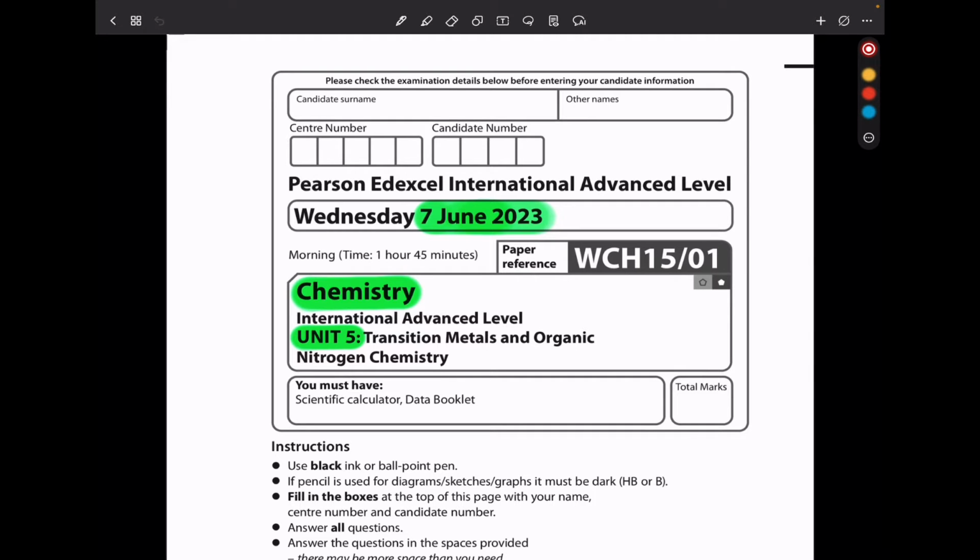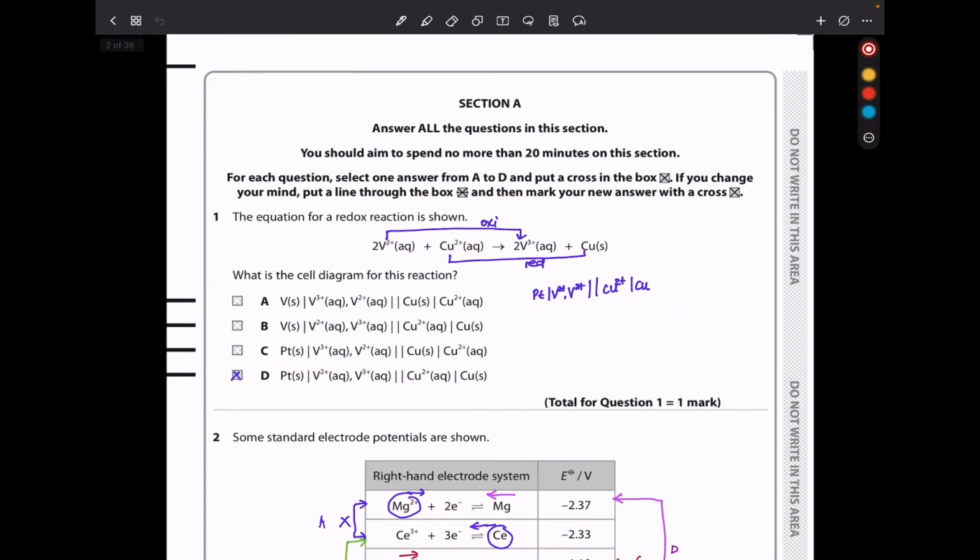Today we are doing the Pearson Edexcel International A-Level Chemistry Unit 5 for June 2023. Let's begin with the first question. Question 1. The equation for a redox reaction is shown. So this is the redox equation they're talking about. They say, what is the cell diagram for this reaction?